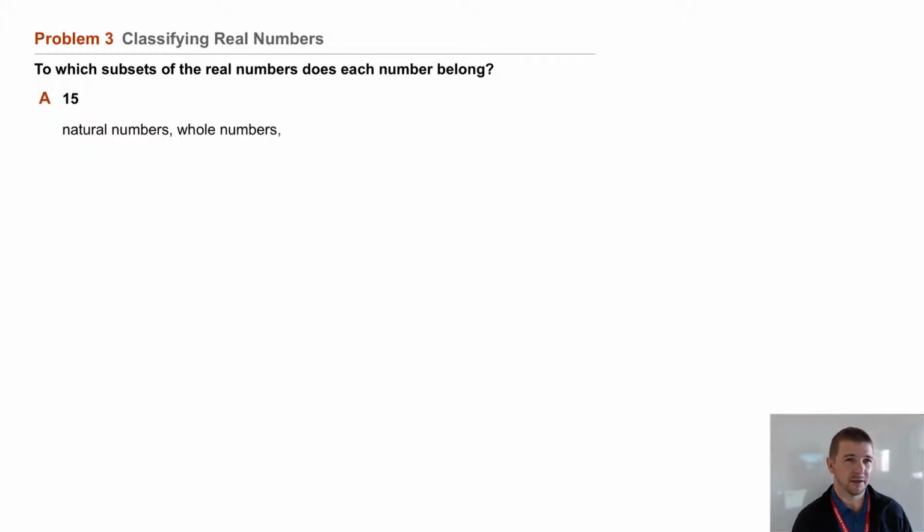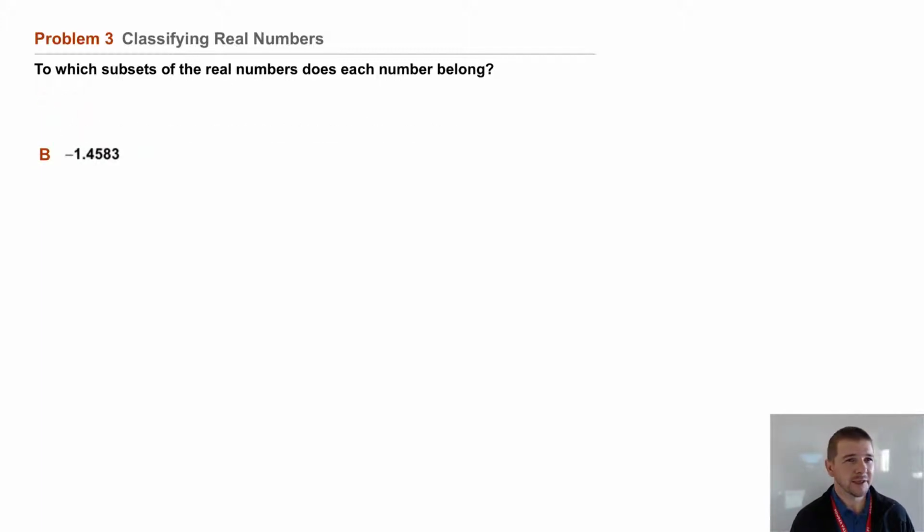The whole numbers are a subset of the integers, as we saw earlier, and then the integers are a subset of the rational numbers. A little bit further on that point, 15 can be written as a fraction. It can be written as 15 over 1, and both 15 and 1 are integers, so by our definition of rational numbers, it is a rational number. So once more, 15 is a natural number, a whole number, an integer, and a rational number.